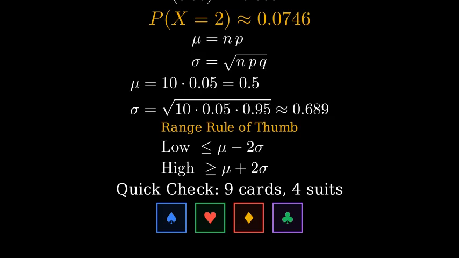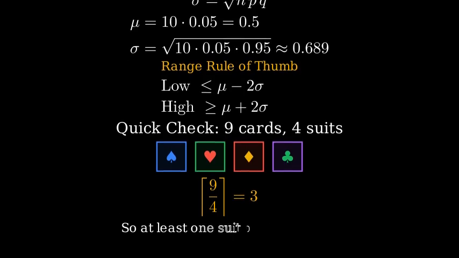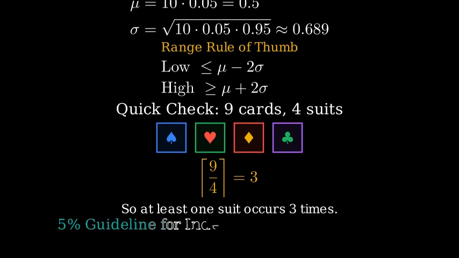A quick application of the pigeonhole style bound within binomial thinking. If 9 cards are drawn from a deck, show that at least 1 suit appears 3 times. Think of 4 suits as 4 boxes. 9 cards into 4 boxes means at least 1 box has at least the ceiling of 9 over 4, which is 3.